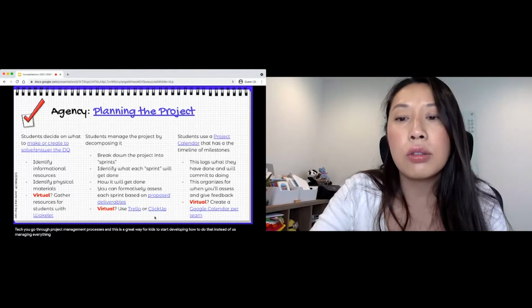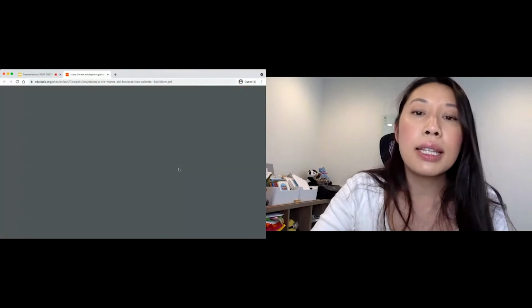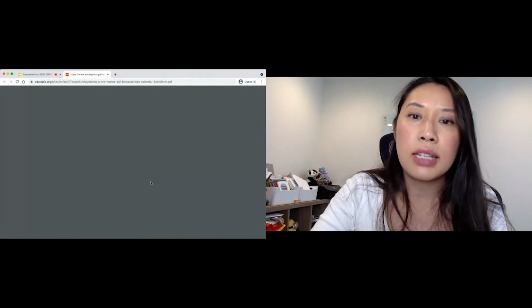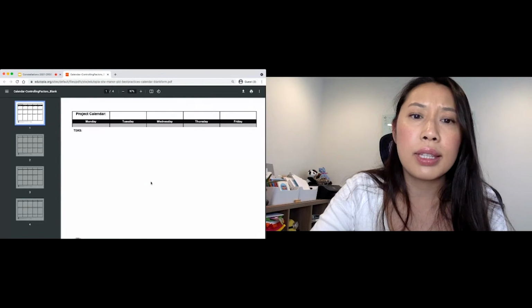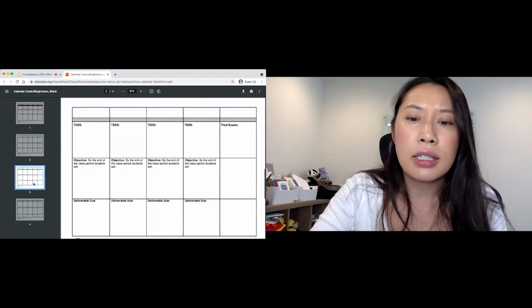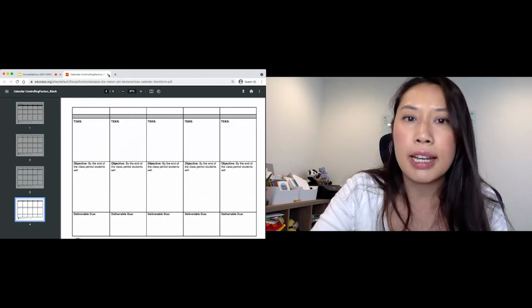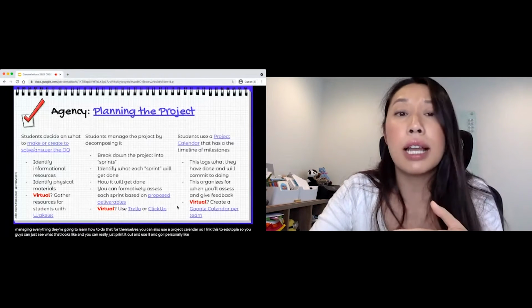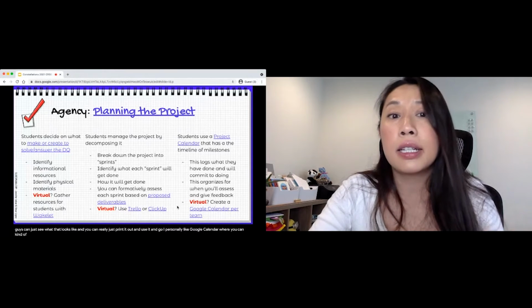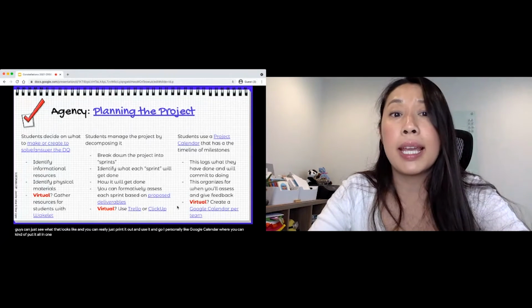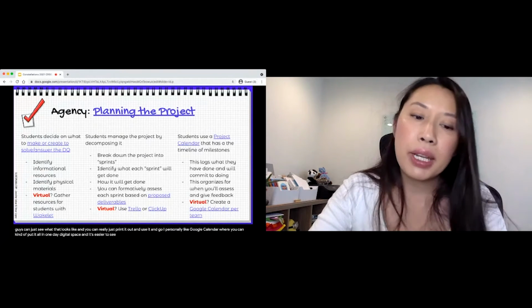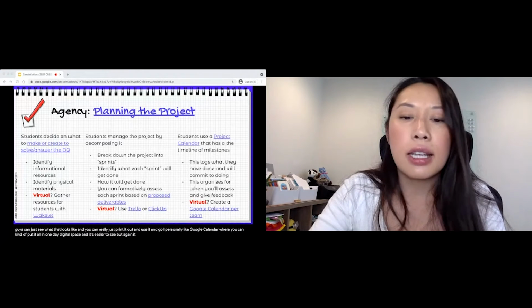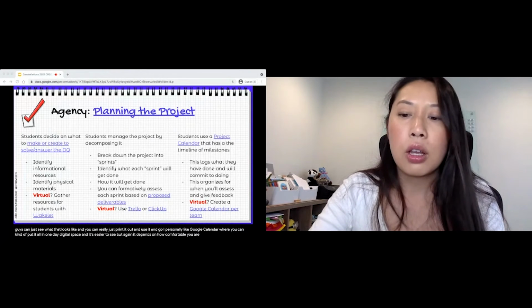You can also use a project calendar. So I linked this to Edutopia so you guys can just see what that looks like. And you can really just print it out and use it and go. I personally like Google Calendar, where you can put it all in one digital space and it's easier to see. But again, it depends on how comfortable you are with using that.